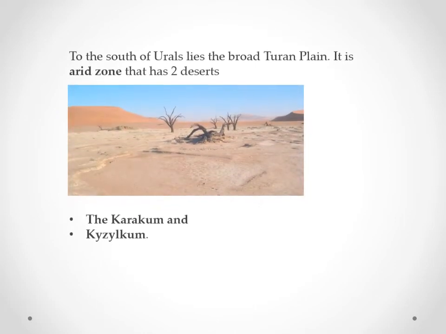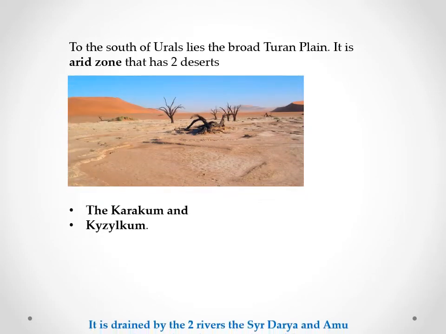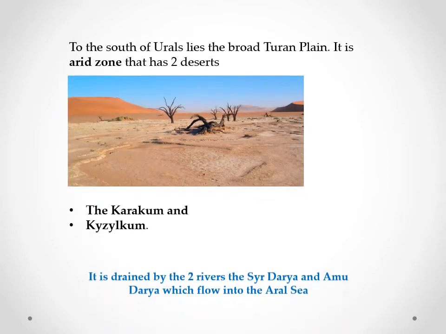To the south of the Urals lies the broad Turan Plain. It is an arid zone that has two deserts, the Karakum and the Kyzylkum. It is drained by two rivers, Syr Darya and Amu Darya, which flow into the Aral Sea.